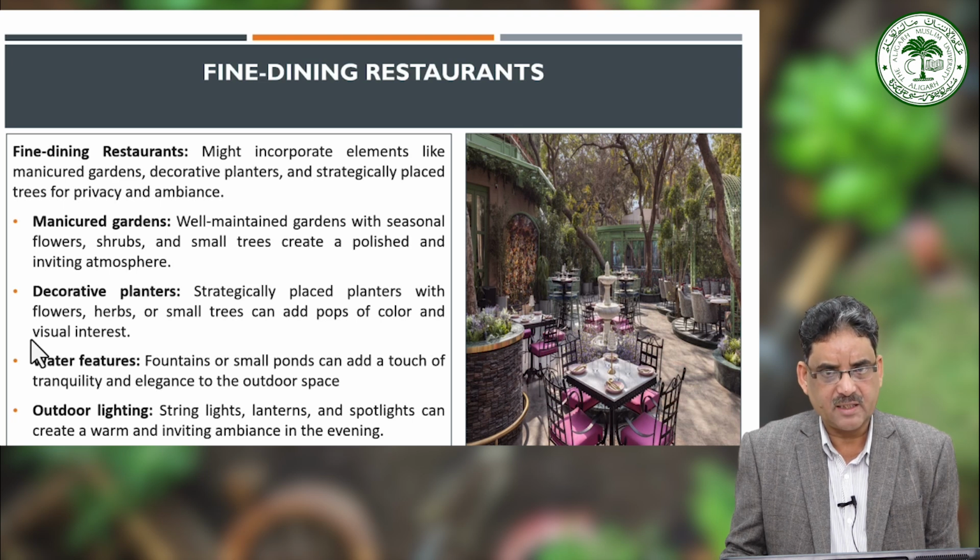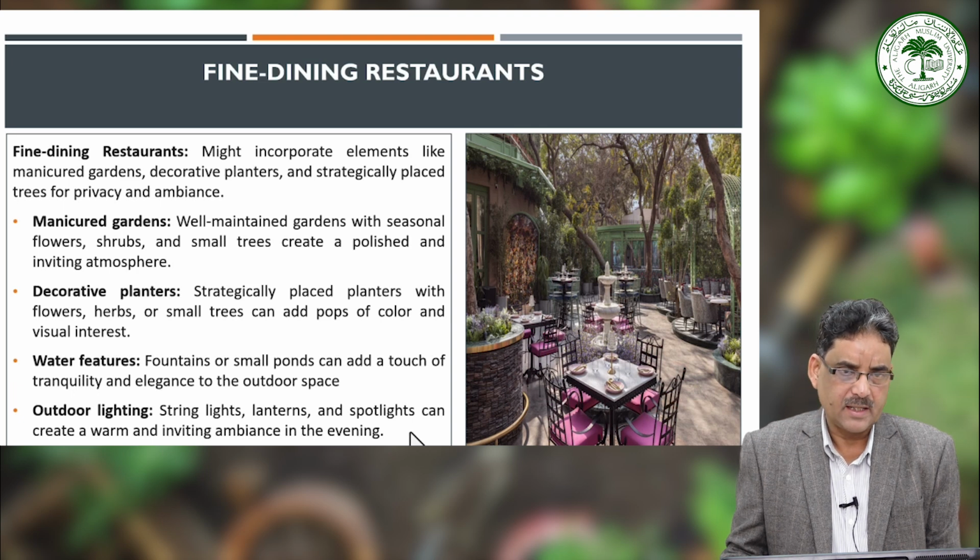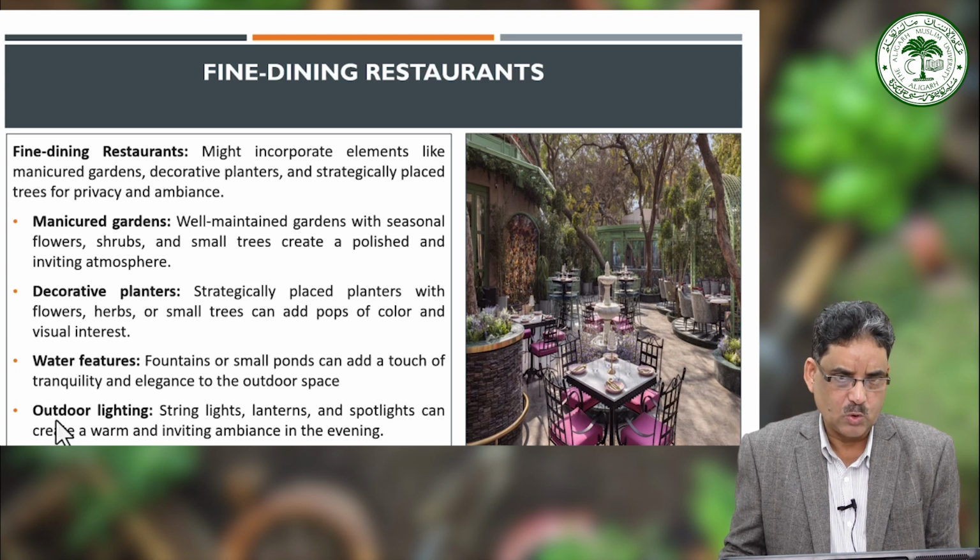Then we have decorative planters. Strategically placed planters with flowers, herbs or small trees can add pops of color and visual interest. Another point is water features. Fountains or small ponds can add a touch of tranquility and elegance to the outdoor space. Another point is outdoor lighting. String lights, lanterns and spotlights can create a warm and inviting ambience in the evening.